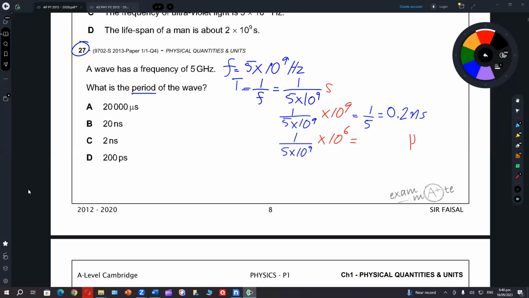I have shown this working. It will take you to microsecond. Then 1/5 into 10 power 9. How much is pico? Right, so please convert it. I am waiting for these two results. I need people to solve these two workings for me.